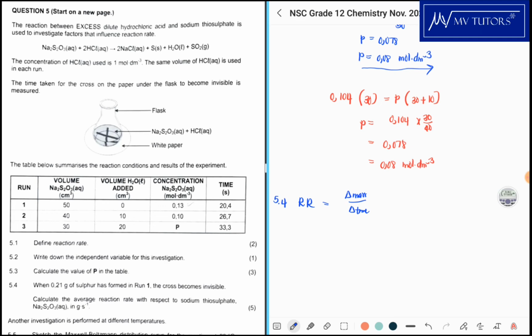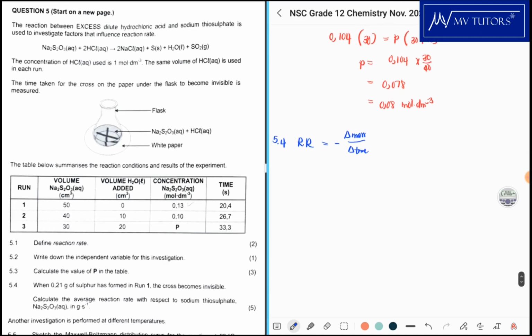Okay, and in this case, our reaction rate is decreasing. Not that our time is decreasing, our time is increasing, but our rate of reaction is actually decreasing. So we must put a negative here, because it's taking much slower for the X to disappear. If it was quicker, we'd put a positive, but now it's decreasing, so we're putting a negative there. Now we need the mass.